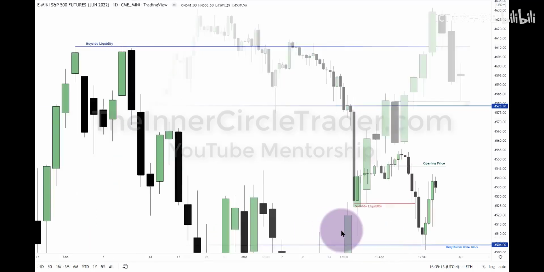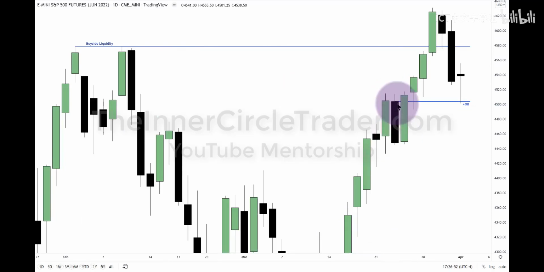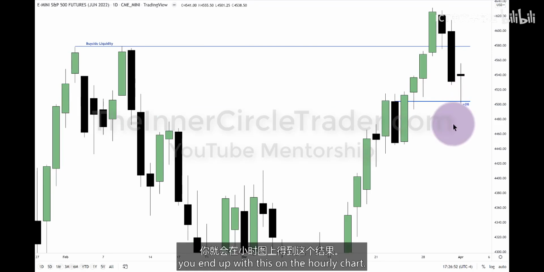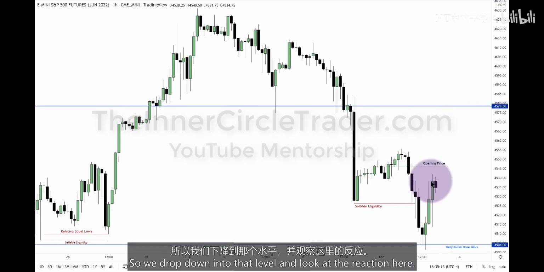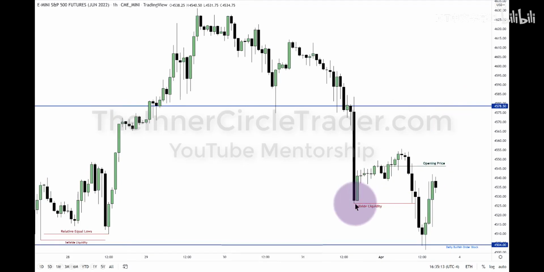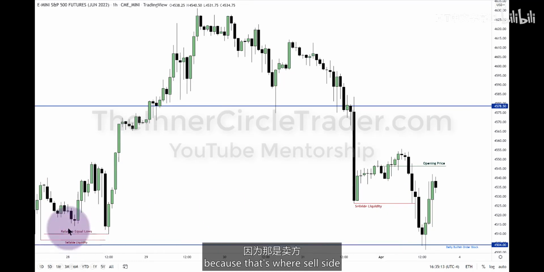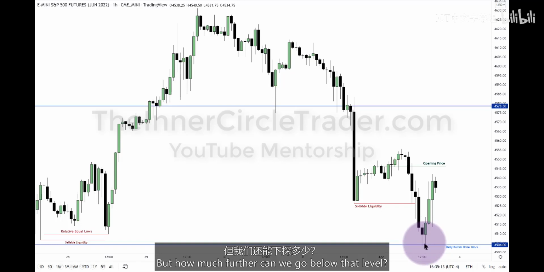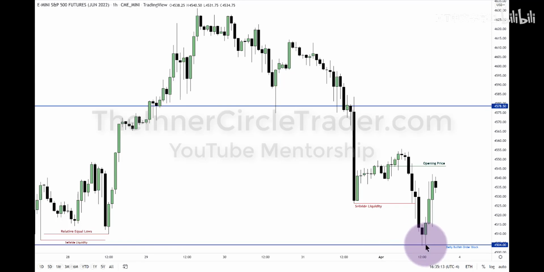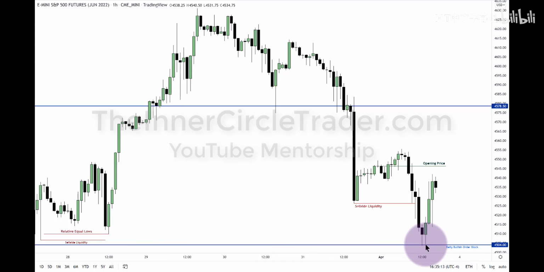Now, let me take you back up real quick. That's this level here, the opening price on this down close candle. That's the order block. Extending that line out in time, you end up with this on the hourly chart. So we drop down into that level and look at the reaction there. It's nice, isn't it? So going below this low, that's the initial target. Then reaching below the relative equal lows over here, because that's where sell side liquidity is going to be residing. Then tapping into that bullish order block on the daily chart. But how much further can we go below that level? How far beyond the actual order block level can we go?